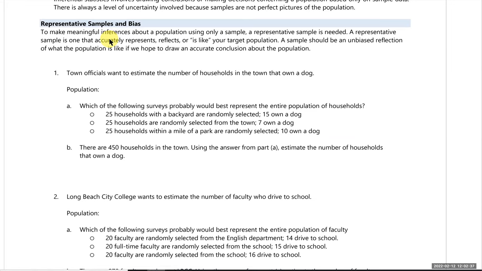Let's see if we look at this example. Town officials want to estimate the number of households in the town that own a dog. All right, so our population, they're interested in all of these households in their town. So all households.